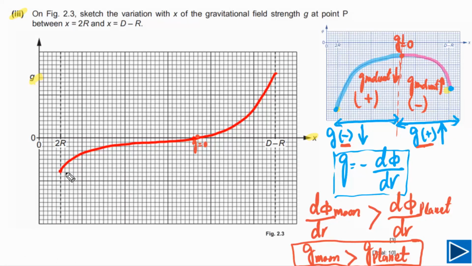You can see here in this case g at the surface of the planet is negative, g at surface of moon is positive, and this one is greater, and g here is equal to 0. That's all what we need to understand for this question, and if you write down these points you will get 3 marks.